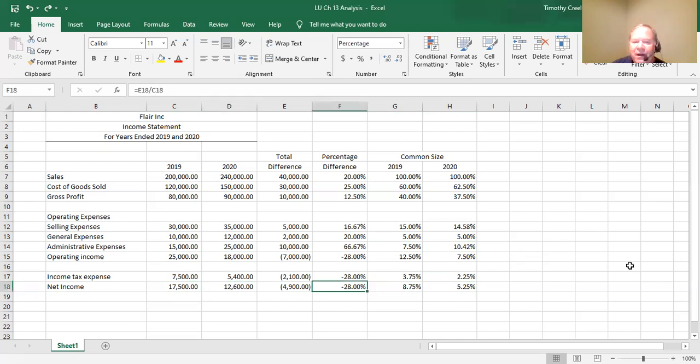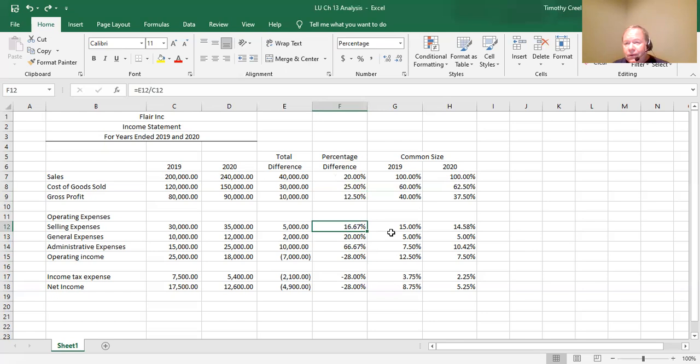So I would identify, okay, the two areas that were most responsible for this was an increase in cost of goods sold and an increase in administrative expenses. We did a good job with our selling expenses, but it was not enough to offset gains in administrative and cost of goods sold. So the first thing I would do is look into why did cost of goods sold increase and why did administrative expenses increase?